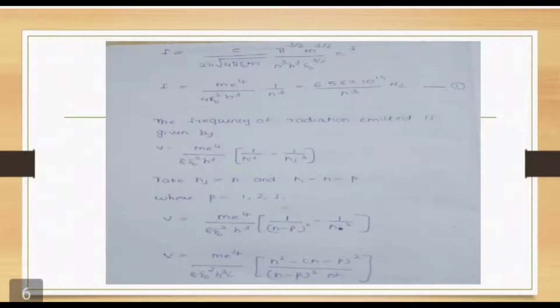π^(3/2) m^(3/2)/(n³h³ε₀^(3/2) e³). Then f = me⁴/(4ε₀²h³) × 1/n³, that is equal to 6.58 × 10^15/n³ hertz. This is equation number 1.